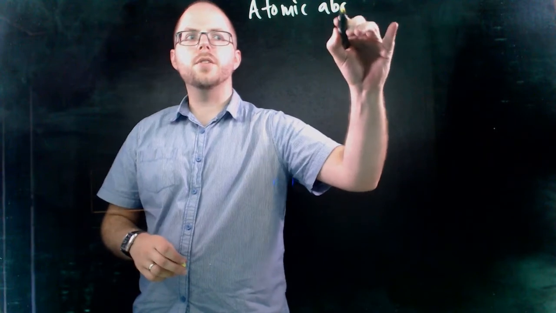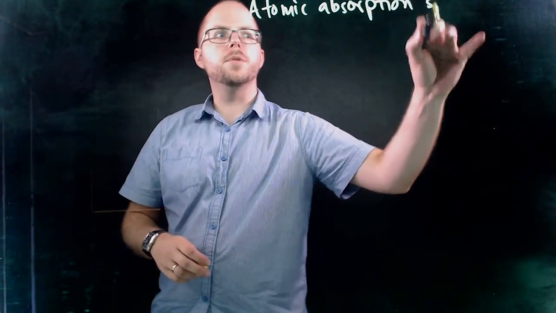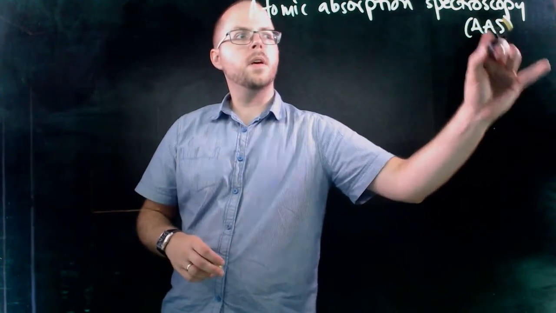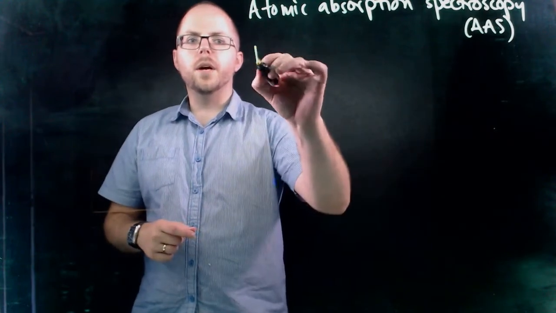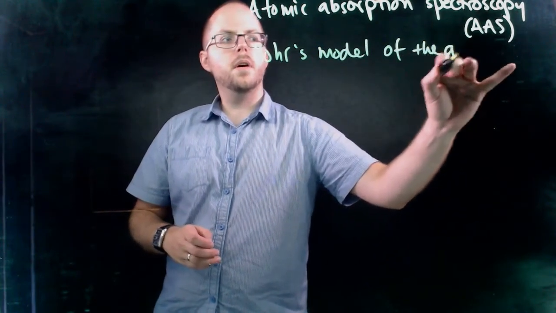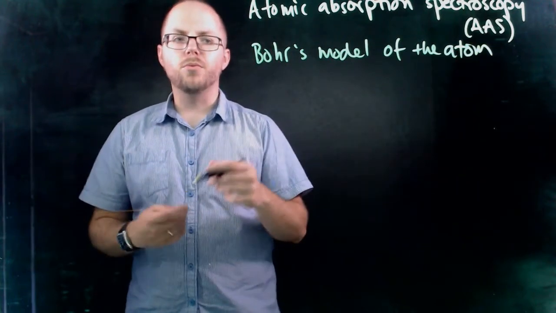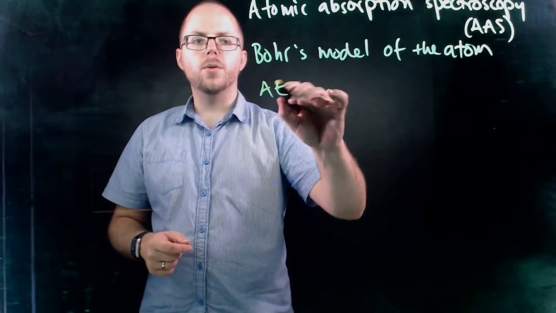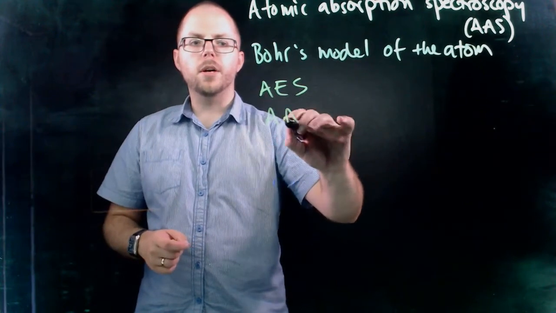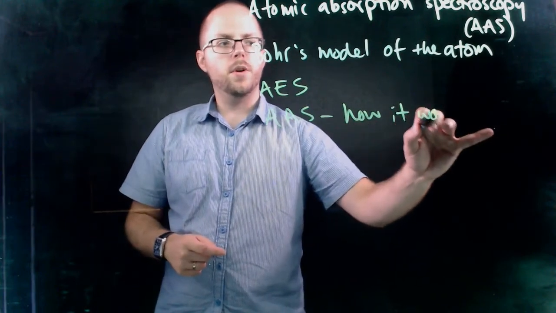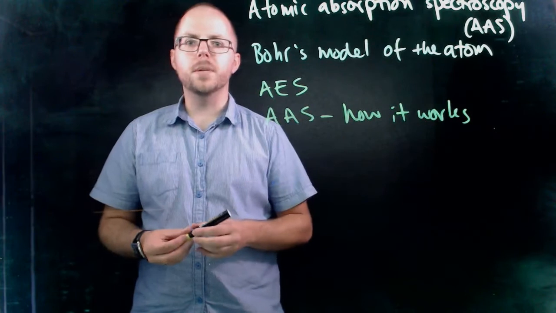Hi everyone, in this video we're going to start to talk about the next section of our topic, which is called Atomic Absorption Spectroscopy, also known as AAS for short. Firstly, we're going to spend some time revisiting Bohr's model of the atom, because the Bohr model is really what helps us to understand how this technique works. Then we're going to look at a technique called atomic emission spectroscopy and atomic absorption spectroscopy. In the next video, we're going to look at how AAS works, so some of the mechanics of how we would use the instrument.